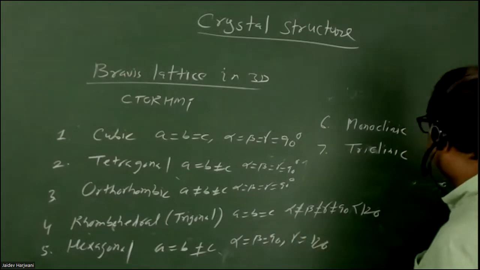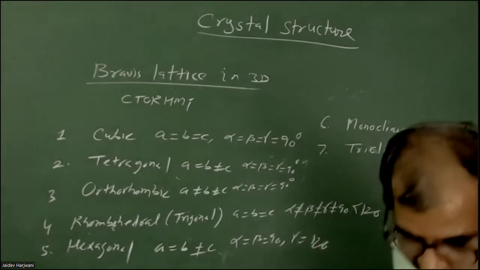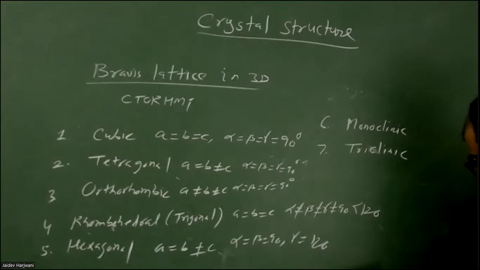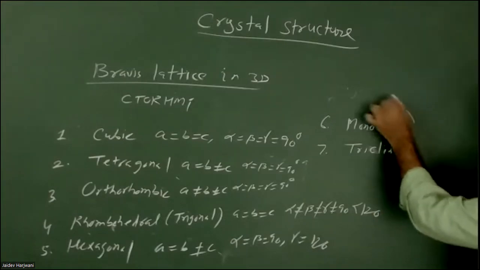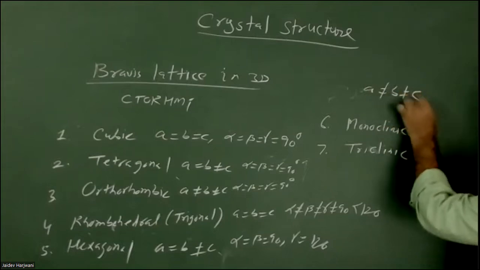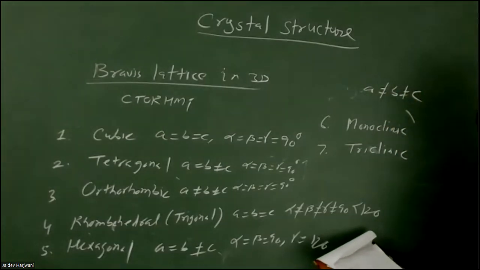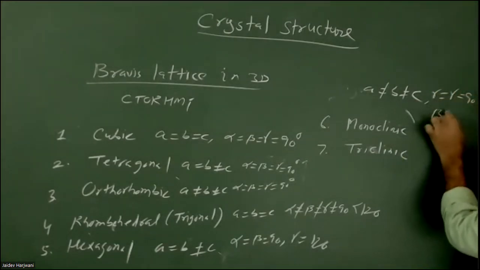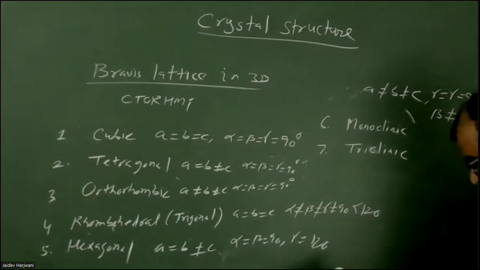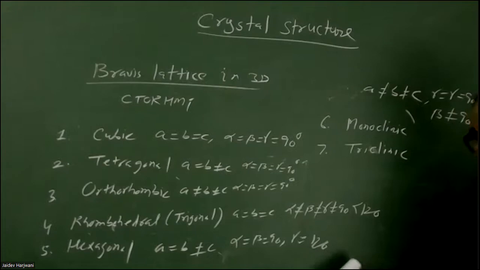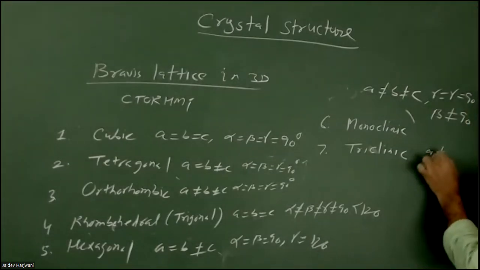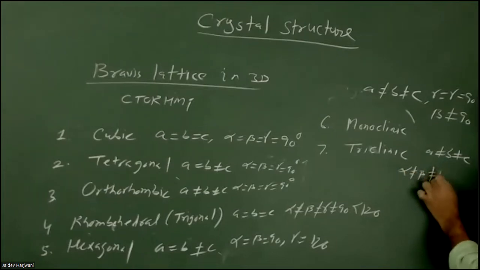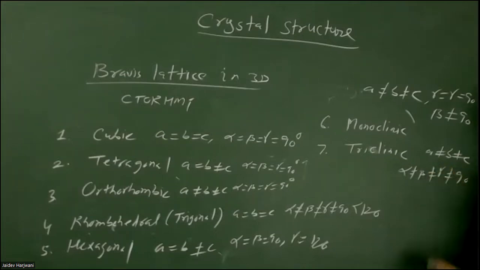Then the last is monoclinic. Monoclinic में A not equal to B, not equal to C. Alpha equal to gamma equal to 90 and beta not equal to 90. This is your monoclinic. And triclinic में A not equal to B, not equal to C, and alpha, beta, gamma not equal to each other, not equal to 90. So these are the 7 crystal systems.